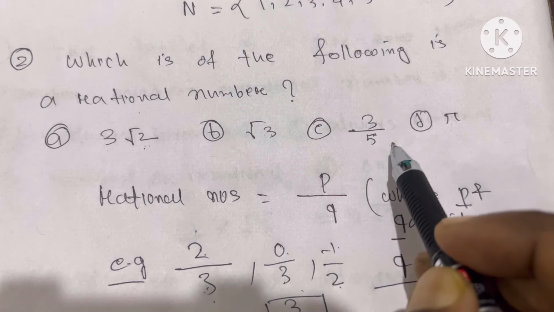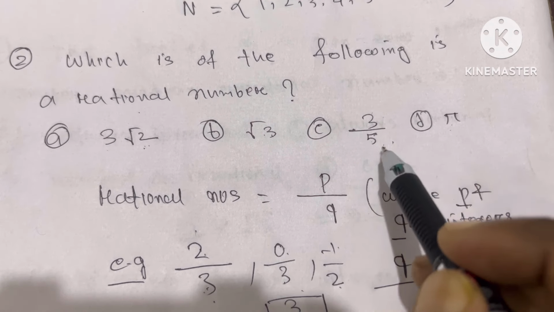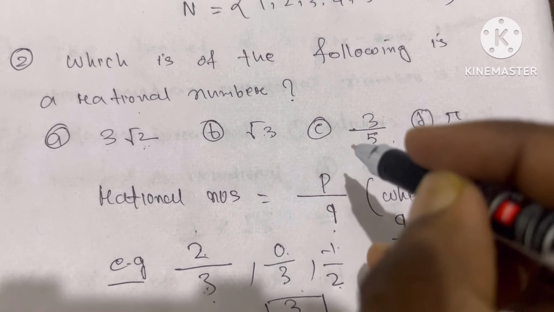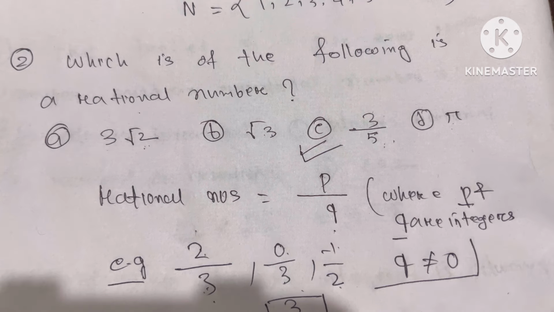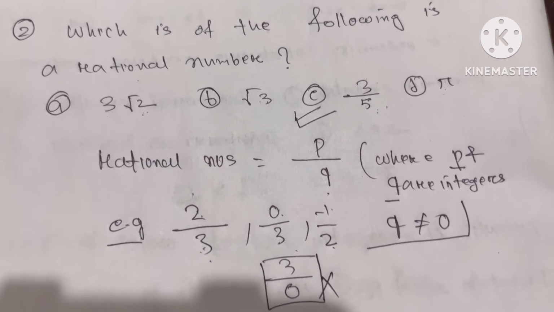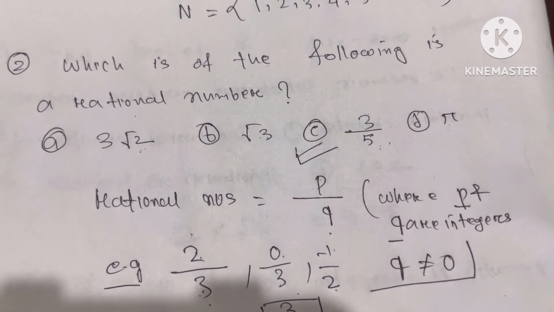So 3/5, 3 and 5 both are integers, and 3/5 is in the form of p/q. So that's why option C is correct. Okay, so hope you understand. Very easy.